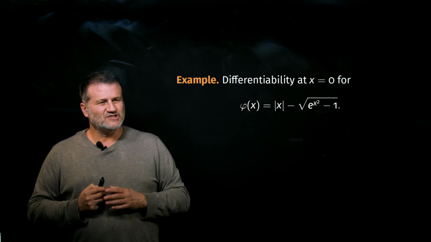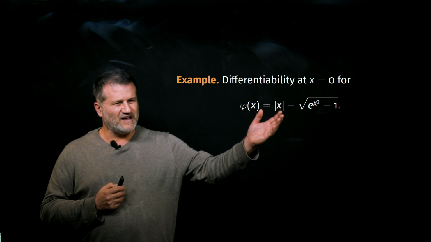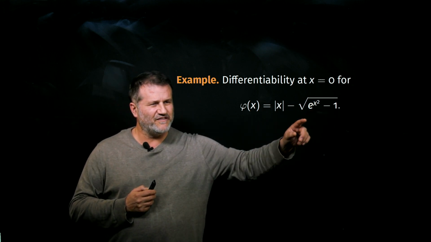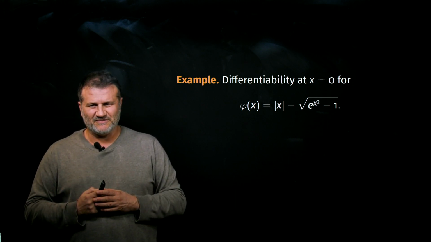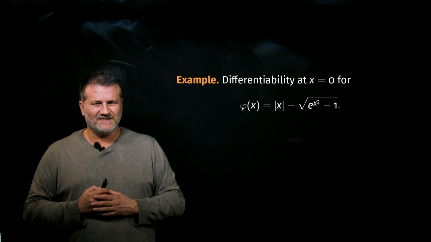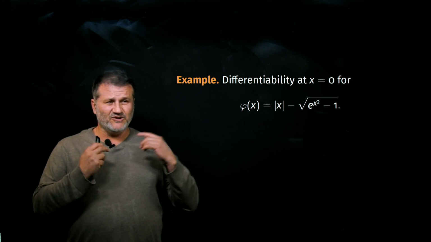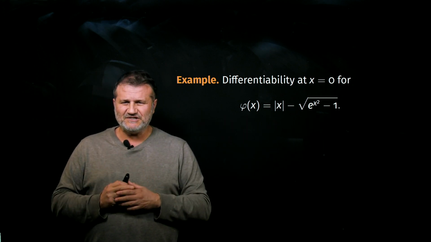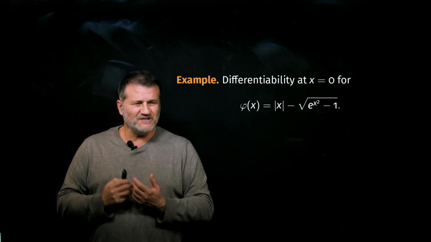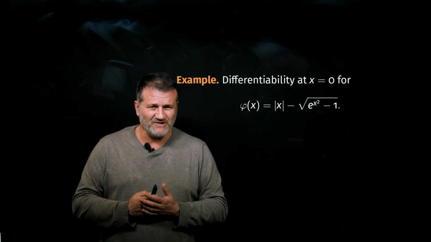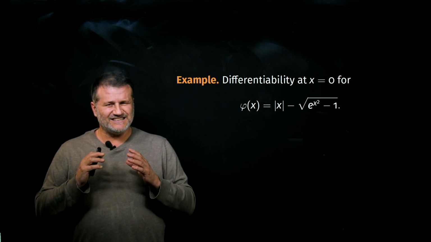For example, suppose we want to determine whether the function phi of x equal to absolute value of x minus the root of e to x squared minus 1 is differentiable at x equals 0. What do you think about it? A classic error is the following. I know that the modulus of x is not differentiable at x equals 0. So also the function phi, which includes the modulus of x, cannot be differentiable. The error in this incorrect, we repeat, argument is logical in nature.